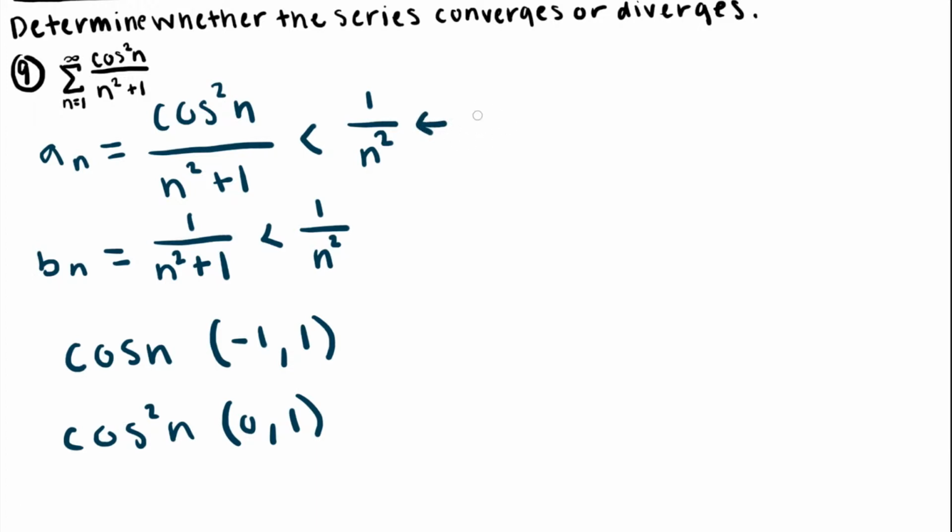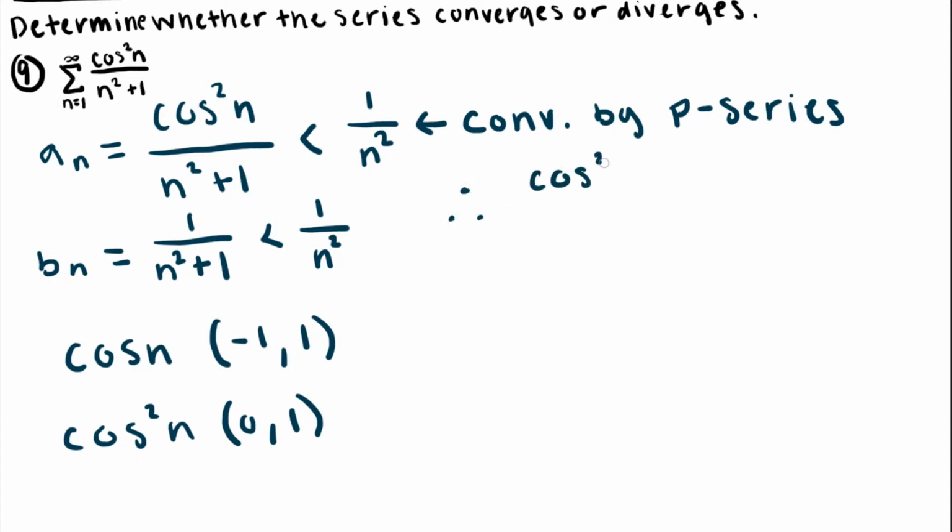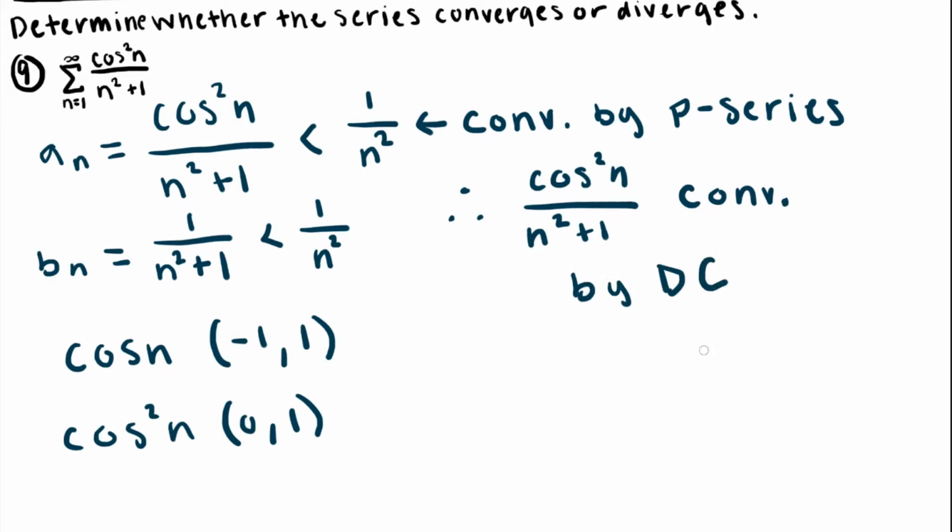So now this series converges by p series, and since our a of n is less than our b of n and our b of n converges, we can say that our a of n, which is cosine squared of n over n squared plus 1, converges by direct comparison.